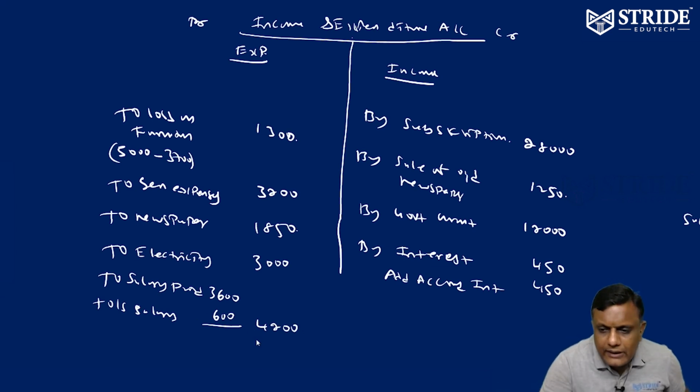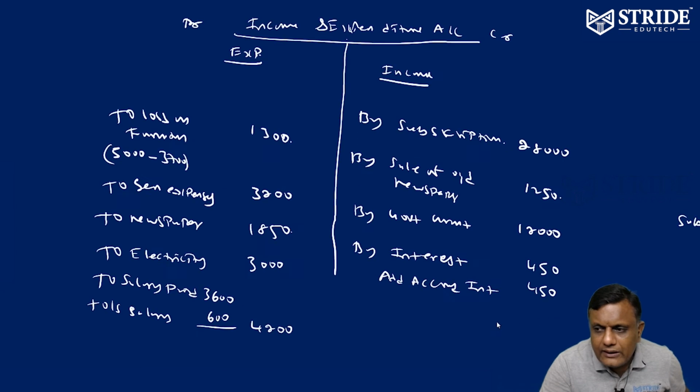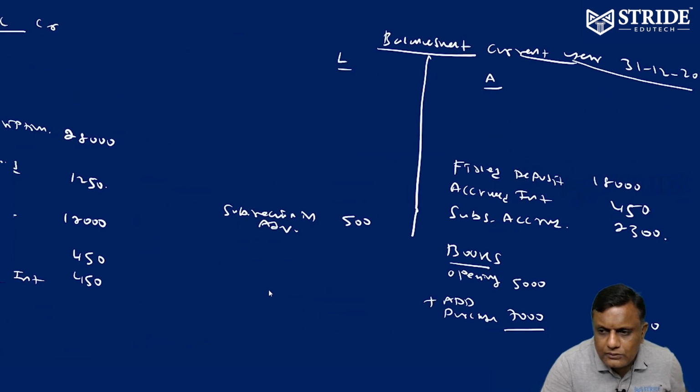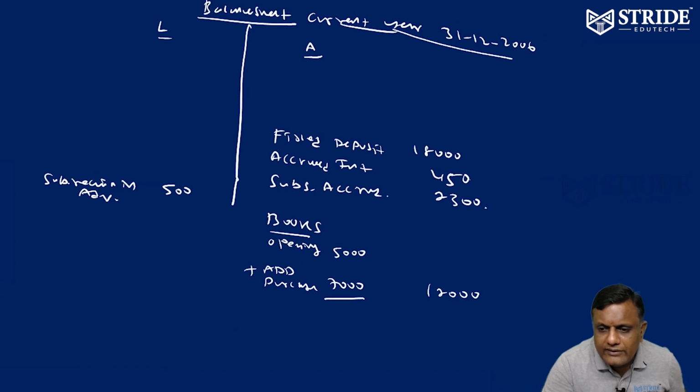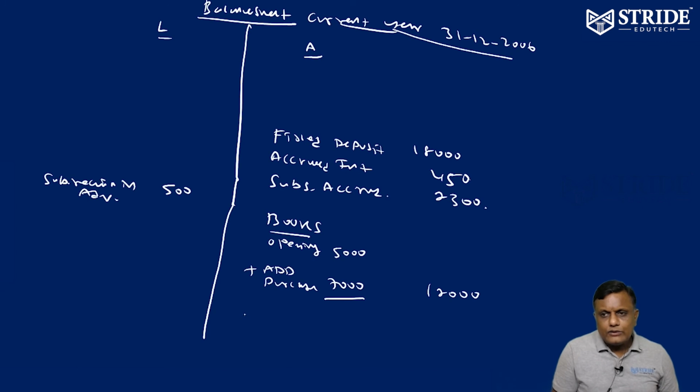Simultaneously the outstanding salary, the balance sheet also we have to post. Outstanding salary is a liability item. How much outstanding salary? 600 we have to post.